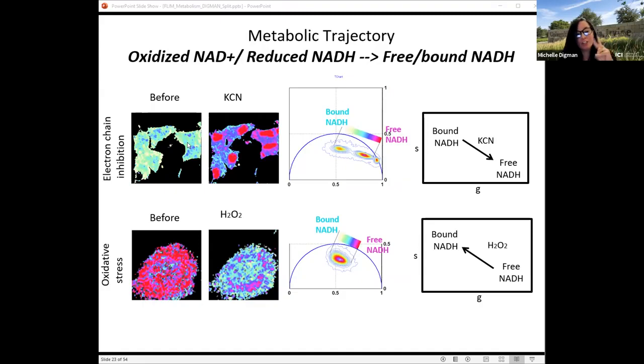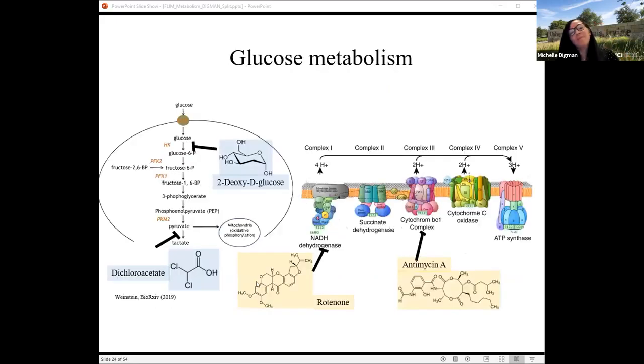You can also revert the metabolic pathway. Can you see me still? Okay, so you can make them revert from a more free NADH glycolysis to a more bound NADH using hydrogen peroxide. There are actually a lot more inhibitors that you can buy commercially. One of these inhibitors is dichloroacetate. This shuts down the glycolytic path.